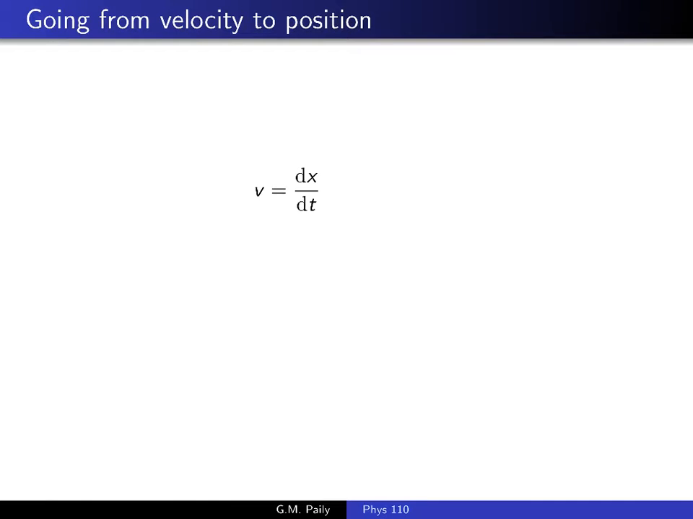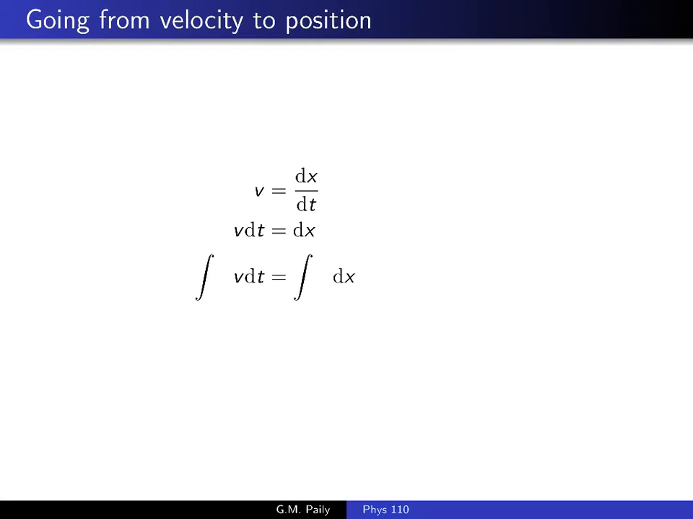So far we have looked at going from position to velocity using the derivative. How do we undo this? We rearrange the equation and then integrate. Here we are integrating with respect to t. We know this because of the dt.